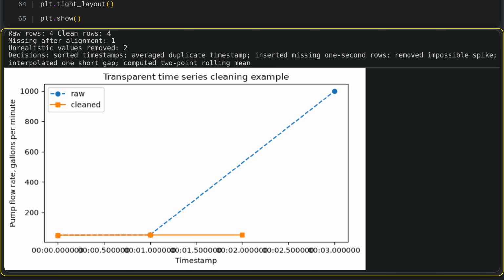This script shows how to clean pump flow time series data by sorting timestamps, averaging duplicates, and making missing time points explicit. It removes unrealistic flow spikes by marking them as missing, then fills short gaps with interpolation, and smooths the result with a rolling average. It also reports key cleaning statistics and compares the raw and cleaned signals, supporting transparent data preparation for engineering applications where signal quality matters.